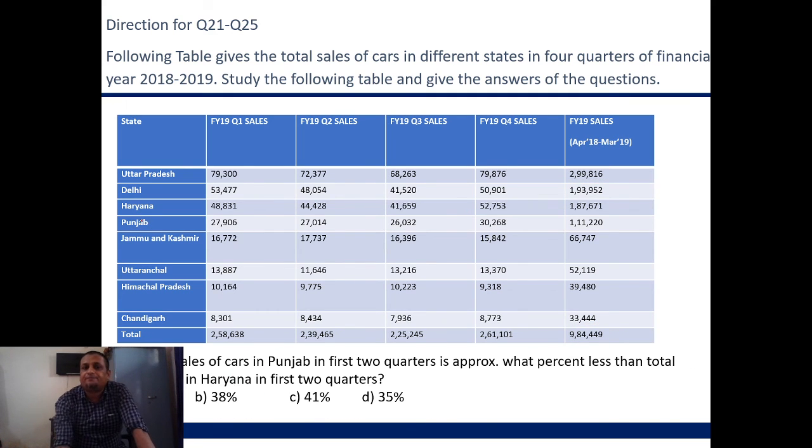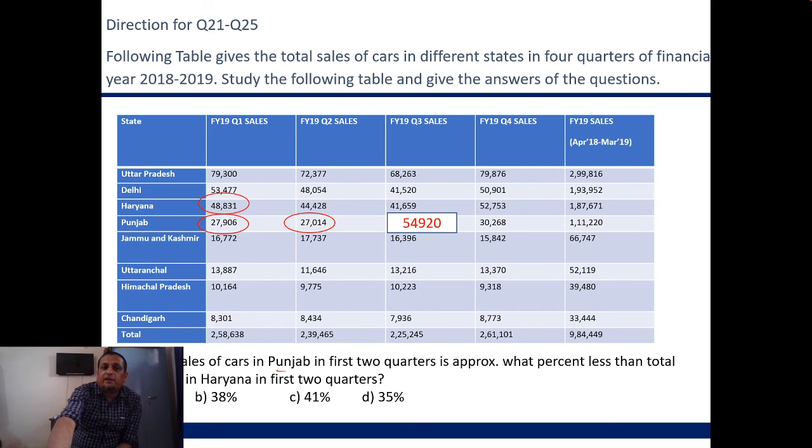Now look here. The second question is, total sales of cars in Punjab in the first 2 quarters is approximately what percent less than the total sales of cars in Haryana in the first 2 quarters? What is the total sale of Punjab in the first 2 quarters? It will be the sum of 27906 and 27014, and the sum is 54920. You can add them easily. 27 and 27 is 54, and 9 and 14, it is somewhere around 54,900.